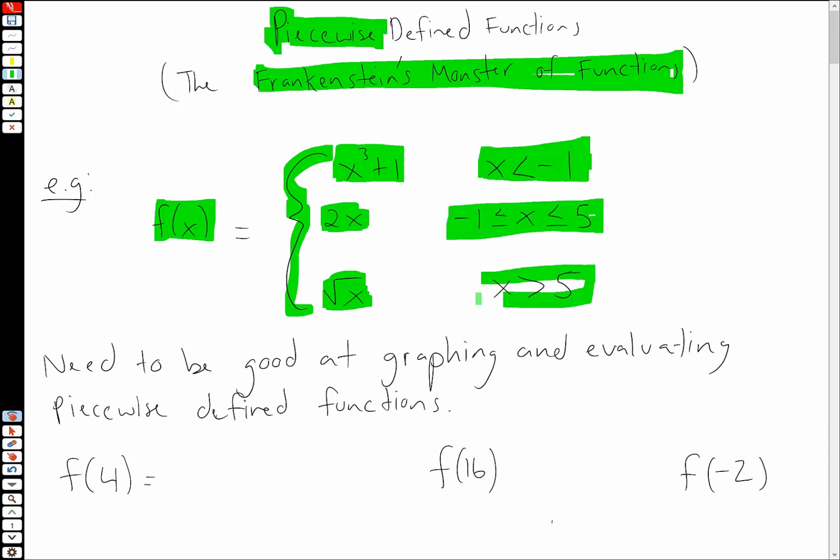So this piecewise function is taking x cubed plus 1, but it's only taking x cubed plus 1 when x is less than 1. Then it's 2x when x is between minus 1 and 5. And then once x is bigger than 5, the function becomes square root of x. Okay? So today we're going to go into how do you evaluate these types of functions and how do you graph these types of functions. So let's start with the evaluating piece.